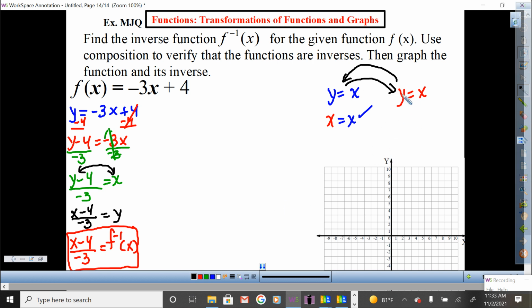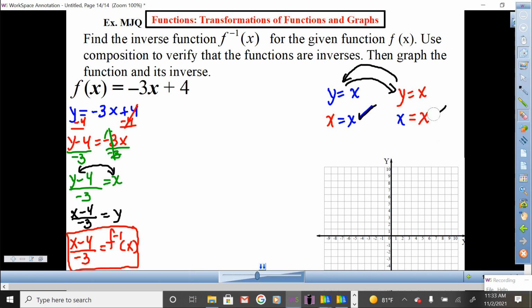What would I write here instead of y? X, and equal to what? X. Now, did we get x at the end for both? Yes, that's how we check to see if one is the inverse of the other. At the end, we have to end up with x.